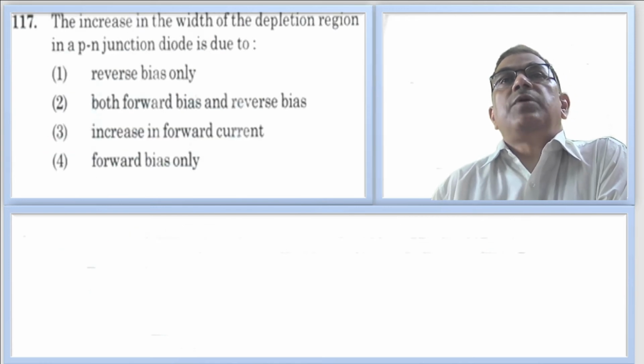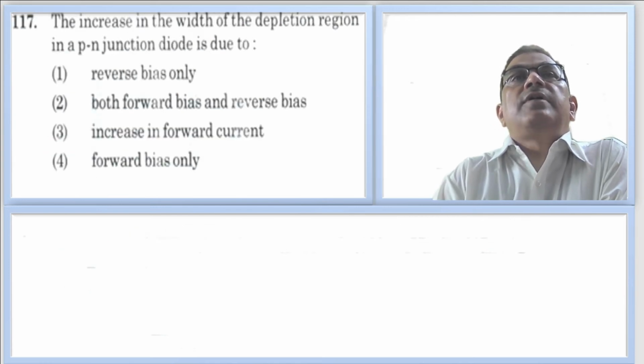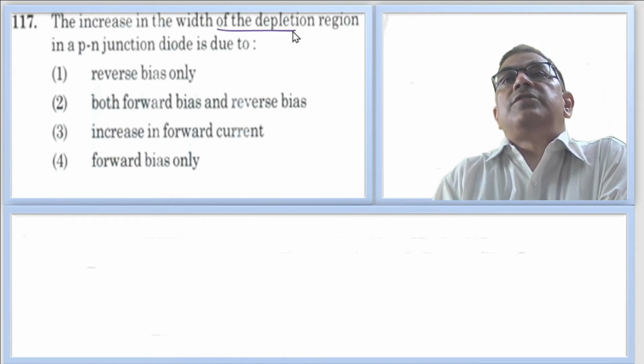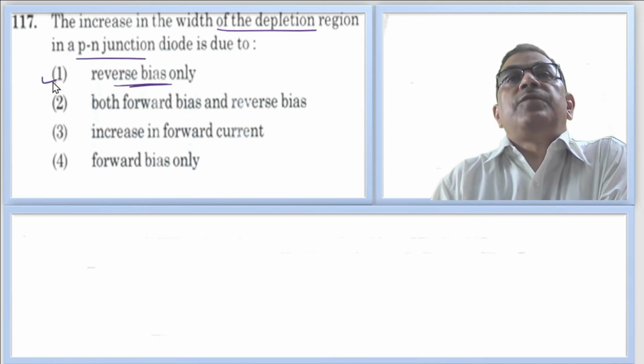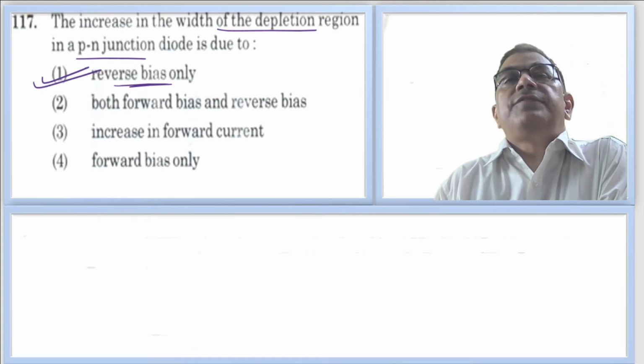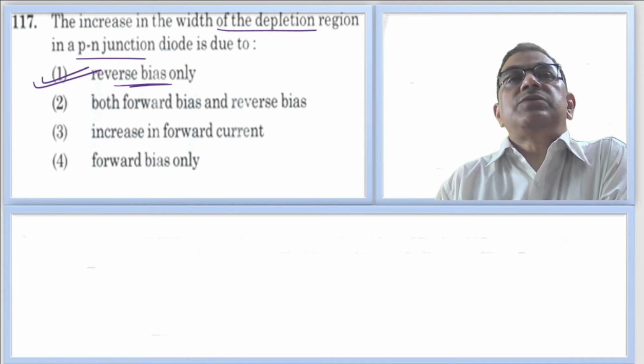Let's come to the next problem, and this is straightforward. In this problem, you see the width of the depletion layer will increase only in reverse bias. So no other choice. This is totally a theory problem. So the width of the depletion layer in a PN junction diode increases in reverse bias only.